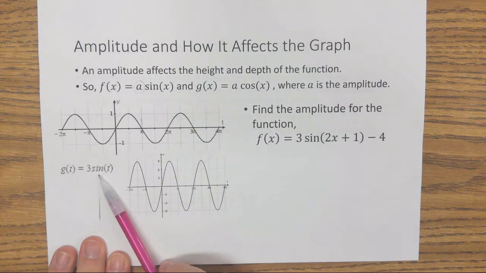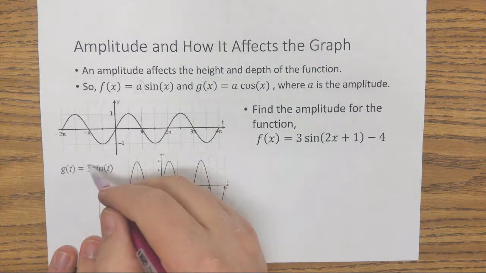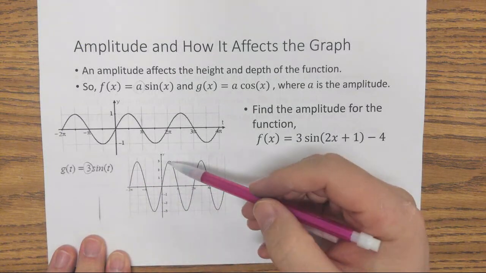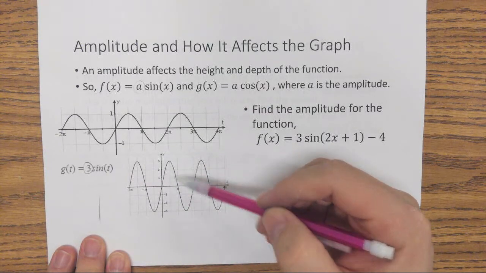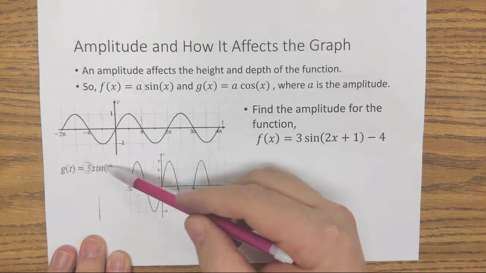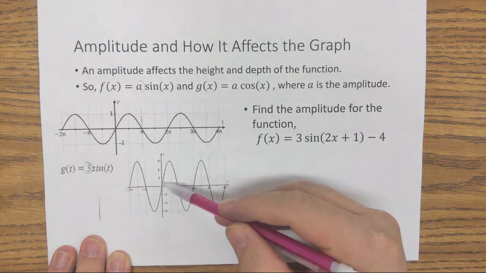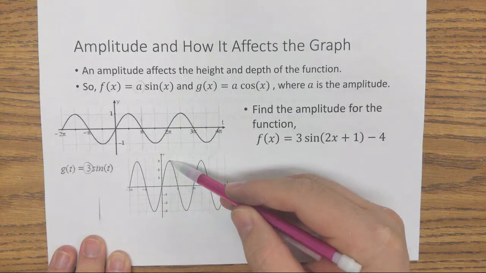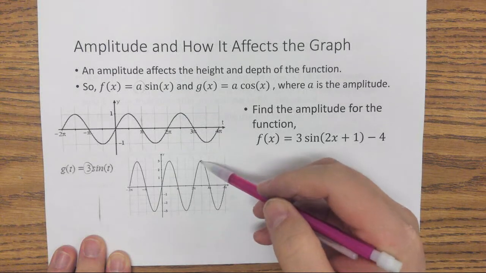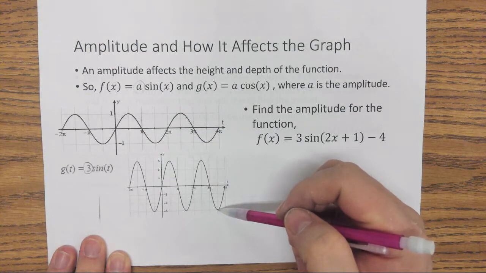So this is a sine function, and the amplitude here is 3. All that does is it's multiplying the height and the depth. So where this was at 1 before, when we have an amplitude of 3, the height of the function goes up to 3 now. And then it goes down to -3. Back up to 3, back down to -3.